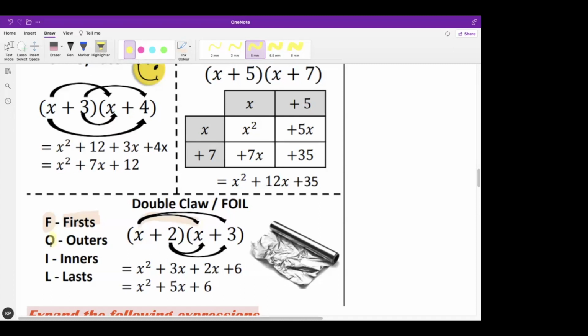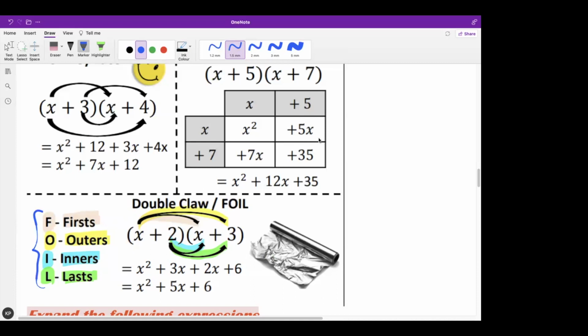And then the Outsides, the ones on the outside of the brackets, as in your x and your 3. And then we have I for the ones that are inside, the inners of the brackets. That would be your 2 and your x. And then we have the L, which are the lasts in both brackets. So that is your 2 and your 3. So this is the FOIL method.